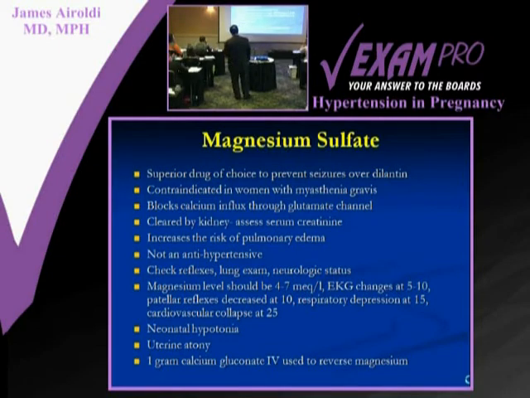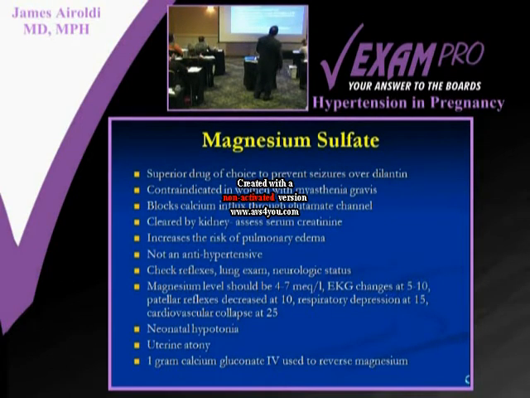Test question: what is the condition that's contraindicated for mag sulfate? The answer, myasthenia gravis. Know that. That's a common test question. It blocks calcium influx. It's cleared by the kidneys. So with severe preeclamptics, again, if you've got a creatinine of 1.3, be careful. Maybe use Dilantin.